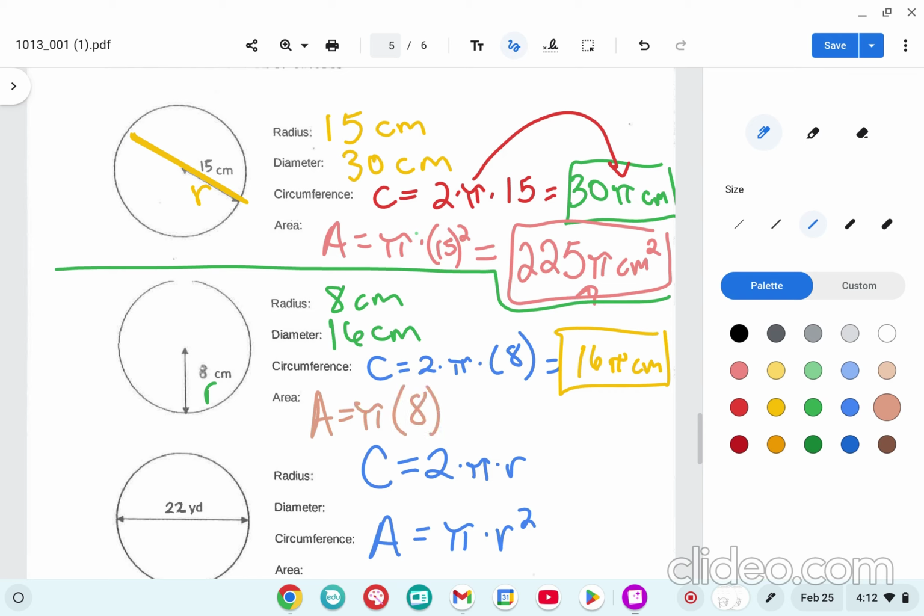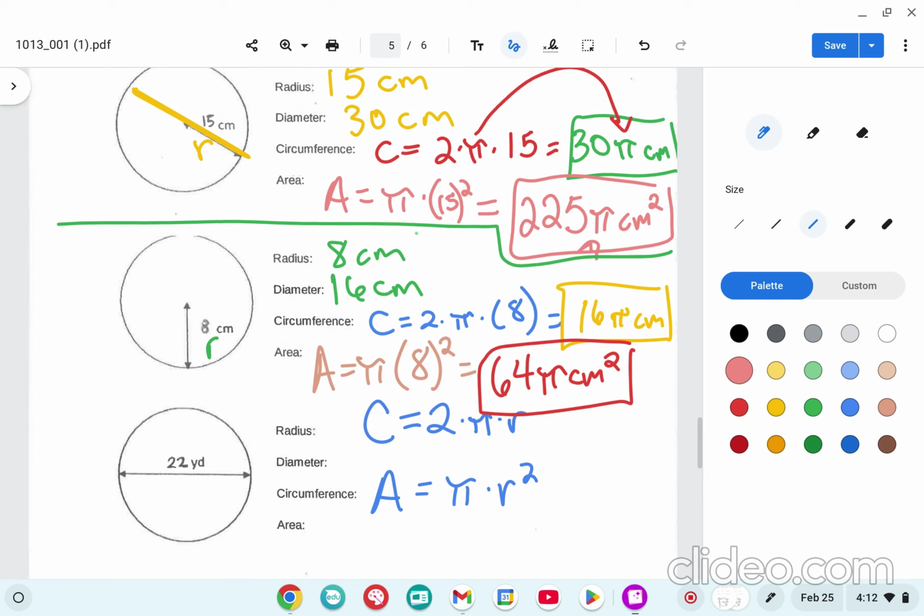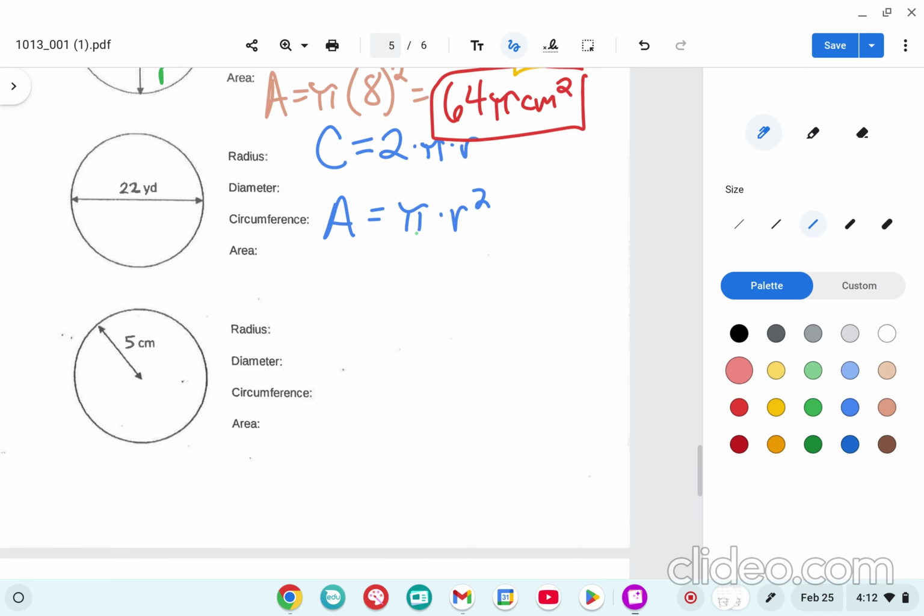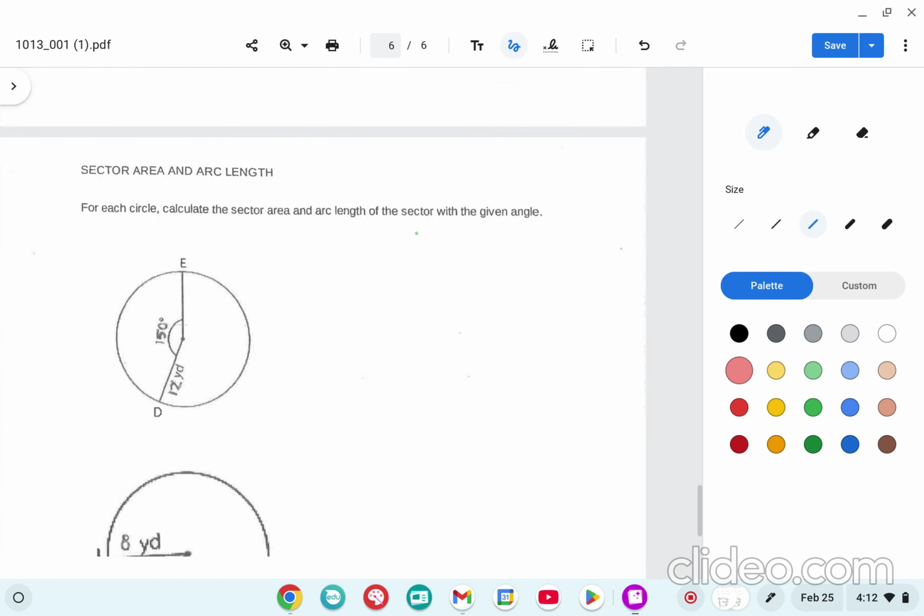And that is it. Those are the two formulas that you need to find the circumference and area using the radius. All right. I'll leave the rest of those problems on there for you to do, and you can check the answer key out in your classrooms. Scrolling down, I'm going to do a sector area problem. The sector area and arc length are similar to the circumference and area formulas that we had before.